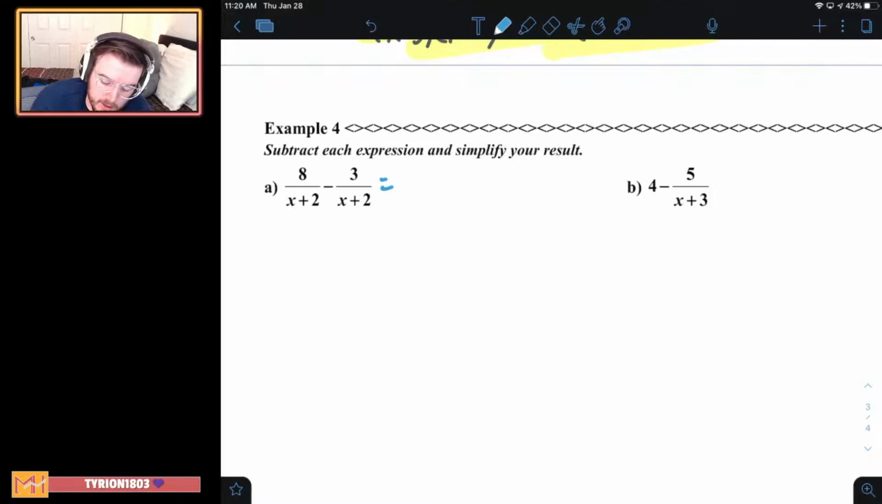I'm not going to ask a question on this one, right? The denominators are automatically the same. Boom. It's that quick. It's that easy. If the denominators are already the same, it's the easiest problem in the world. Right? 8 minus 3 is 5.